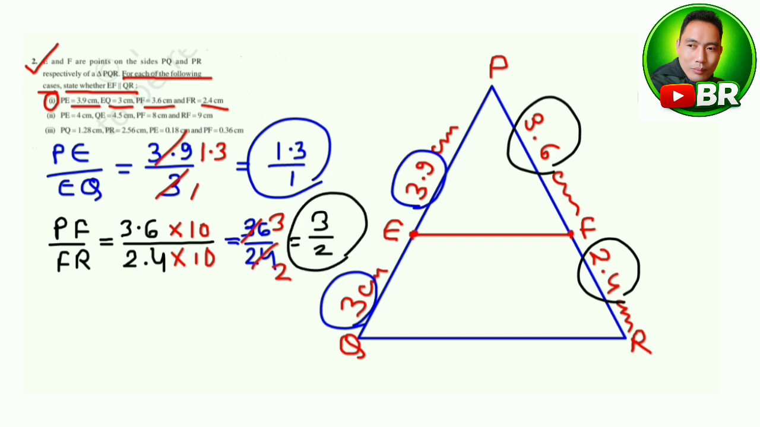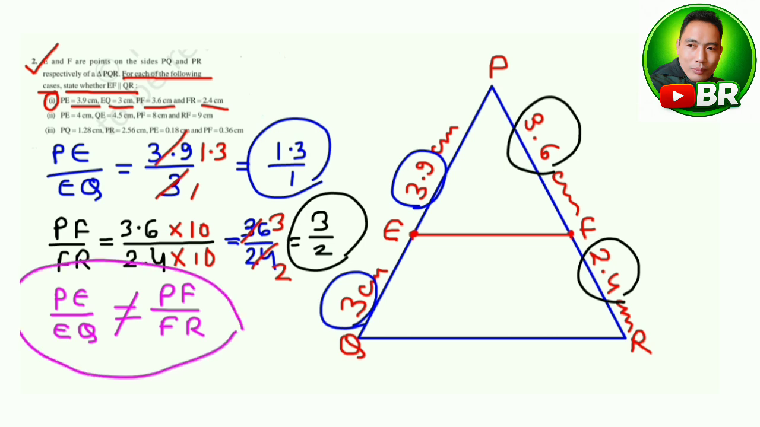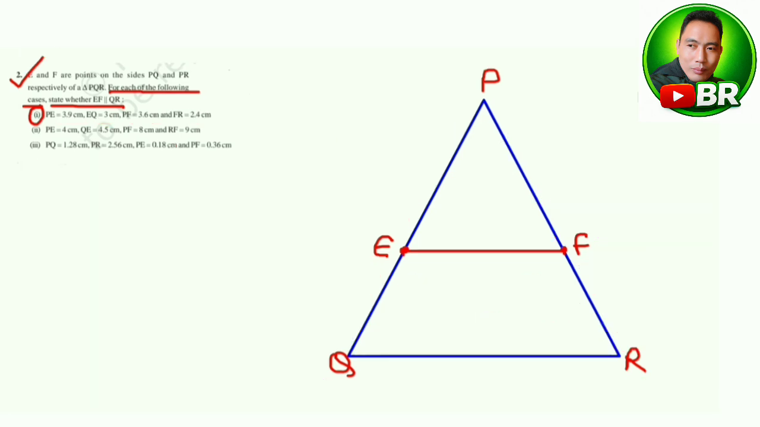Okay, students, here we came to know PE by EQ is not equal to PF by FR, or simply the ratio of sides PQ and PR is not equal, so we can conclude EF is not parallel to side QR. Again, according to the second condition, here is given PE is 4 centimeter.